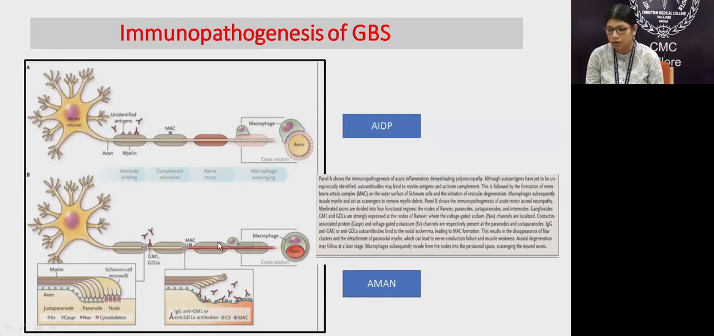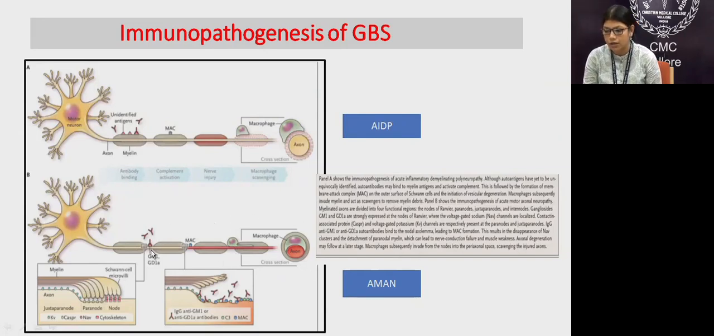Whereas in AMAN, the most important structure is the nodes of Ranvier. Now, the nodes of Ranvier are further divided into node, paranode, juxtaparanode, and internode. And there are various proteins associated. So in the node per se, there are the sodium channels; in the paranodes, there is Caspr antigen, and other proteins which help in maintaining the myelin sheath.